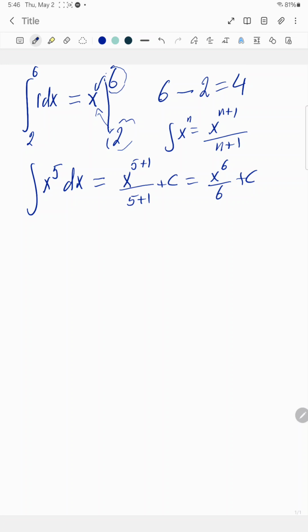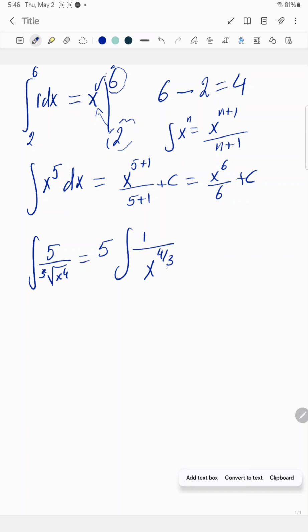Let's do another exercise: integral of 5 divided by the cubic root of x to the power of 4. The 5 is a constant, so I can take it outside my integral and it becomes 1 divided by x to the power 4 over 3. Because it is a cubic root, I have to put the 3 in the denominator of my exponent. And here there is a dx.